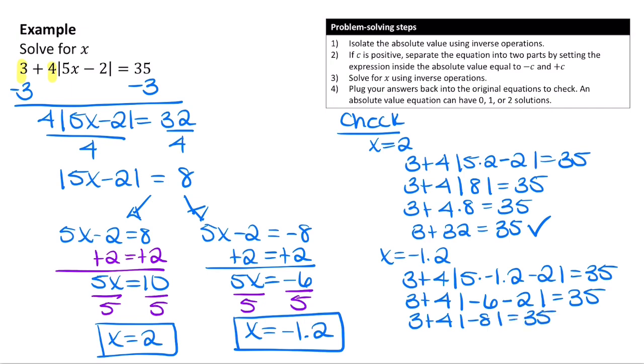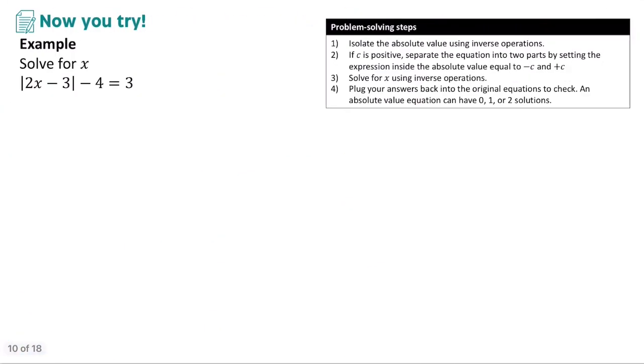Well, this is saying 3 plus 4 times 8 is equal to 35, because remember the absolute value of negative 8 is 8. And we know that that means 3 plus 32 equals 35, which is in fact correct. So both of these solutions are actually valid in our original equation. So now you can go ahead and pause the video and try doing this example on your own.